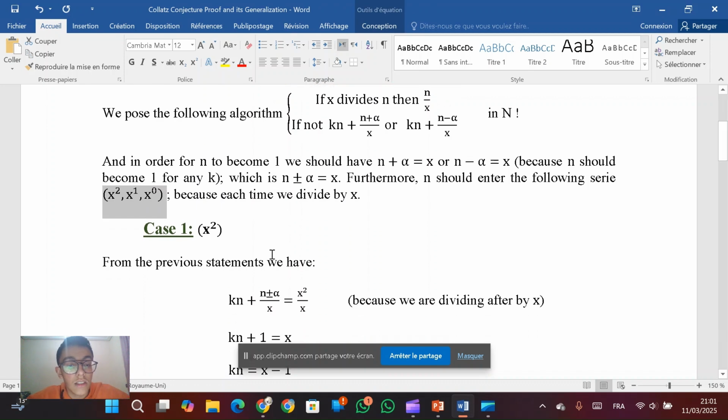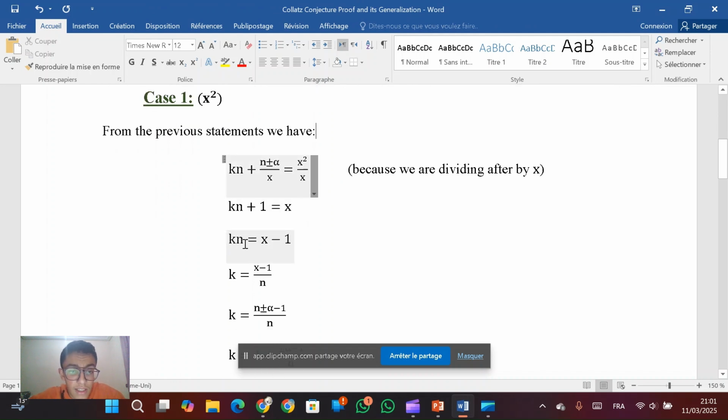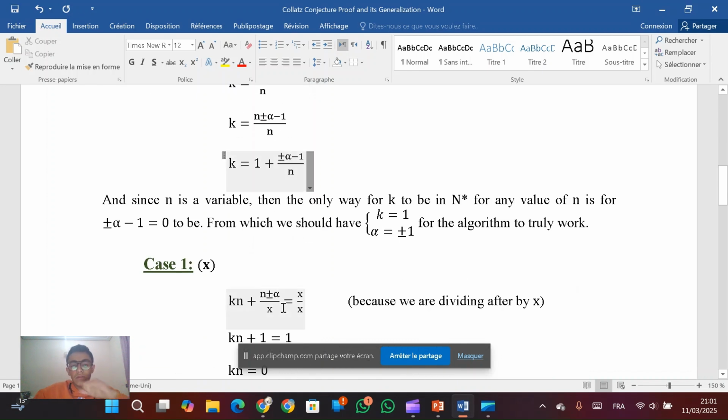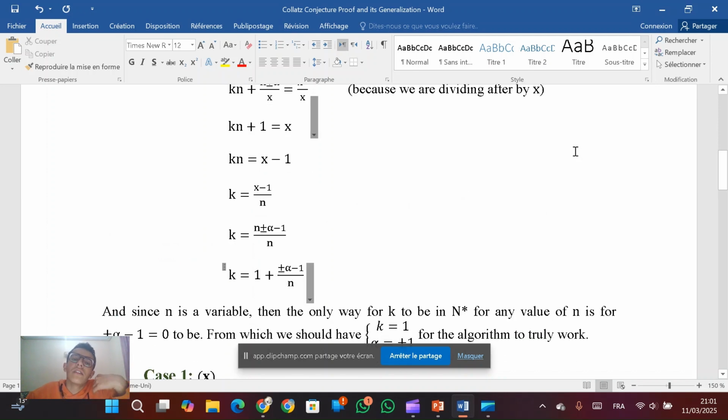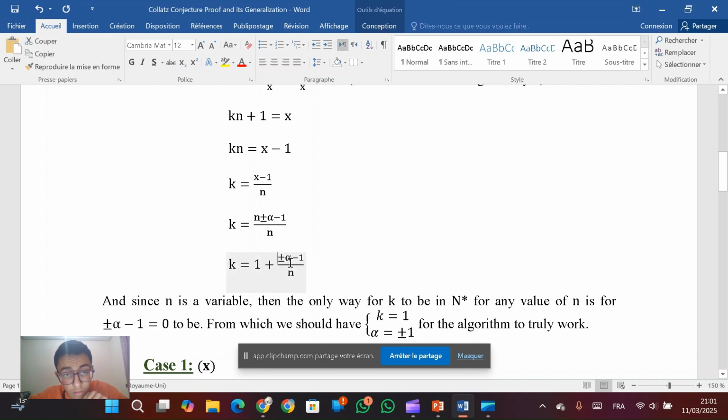From the previous statements, we have kn plus n plus or minus alpha over x equals x squared over x, which means kn plus 1 equals x, which means kn equals x minus 1, which means k equals x minus 1 over n, which means k equals 1 plus or minus alpha minus 1 over n. And since n is a variable, and alpha is smaller than n, because we are doing this as the last steps, we only have this to equal 0, which means that this is true. K equals 1 and alpha equals plus or minus 1.